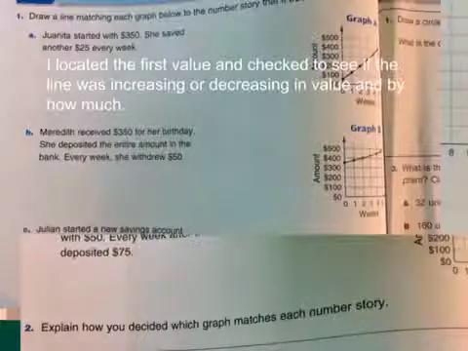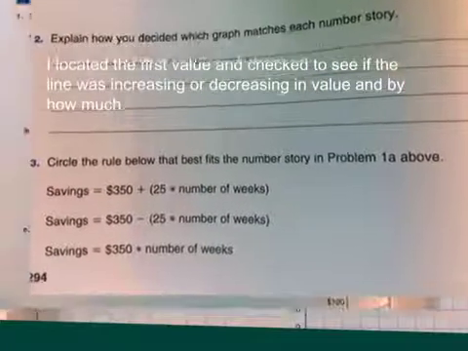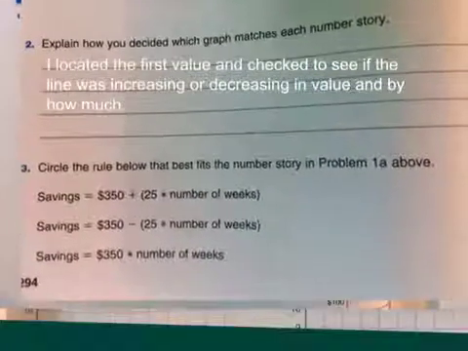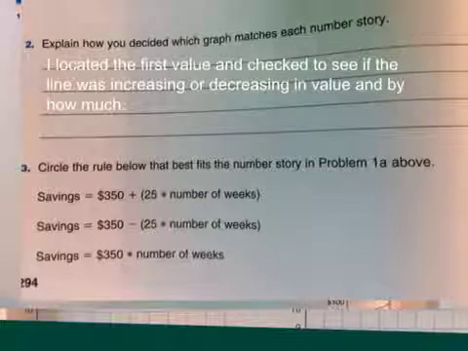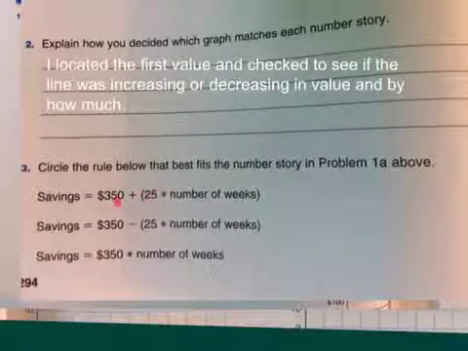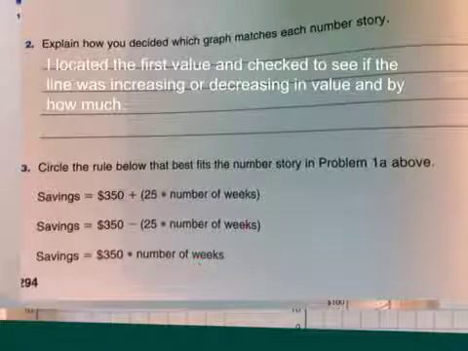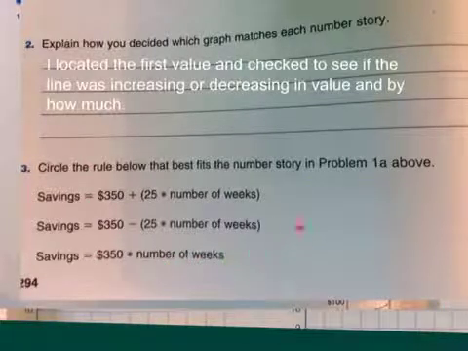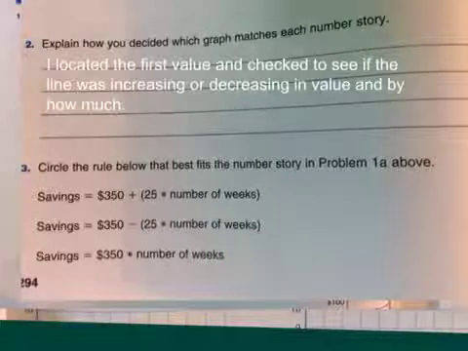Okay, boys and girls, finish question 3 on your own, where it asks to circle the rule below that best fits the number story in problem 1A. Okay, is it 300 plus 25? Is it 300 minus 25? Is it 300 plus the number of weeks? Which one would work best so that you can get the value by the end of the week?